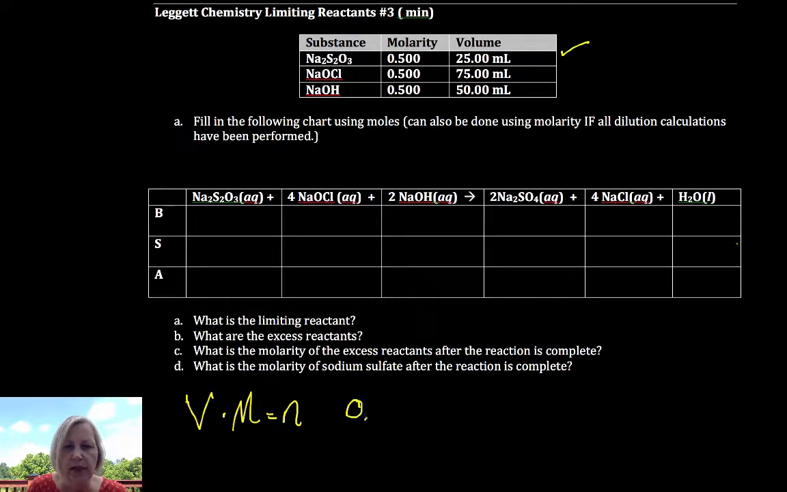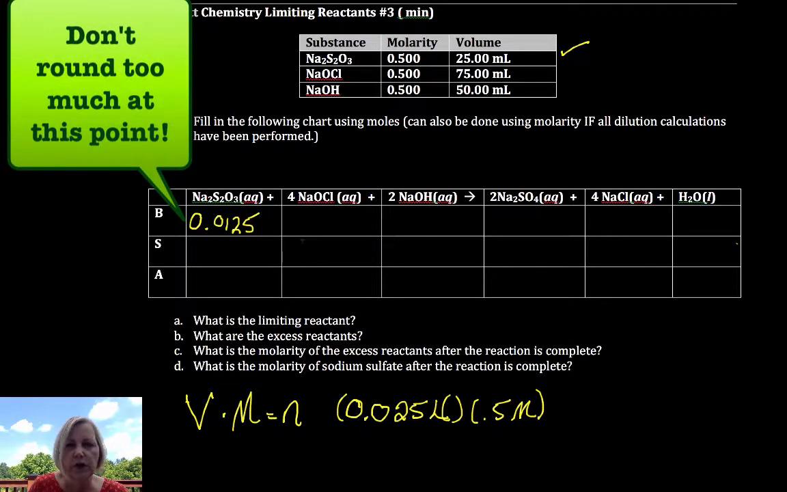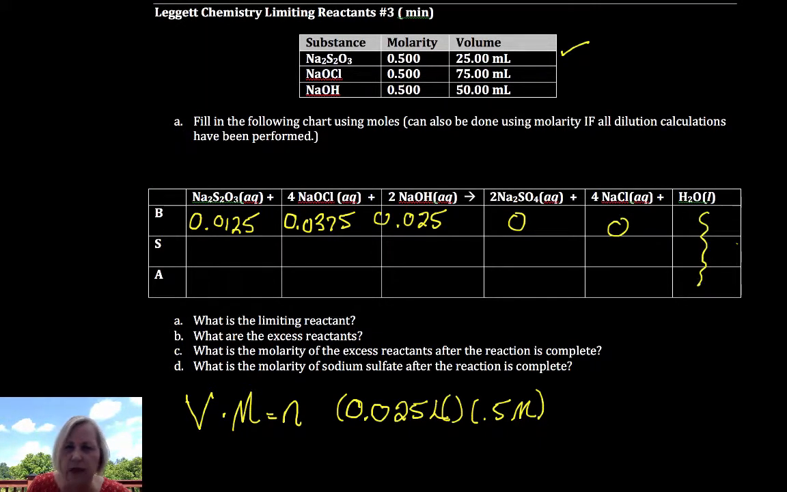So I'm just going to work that first one for us, 0.025 liters times 0.5 molar, and that gives us 0.0125 moles. And I would do this similar for NaOCl, 0.075 times 0.5, and you should get 0.0375, and for NaOH, 0.025. And then none of this and none of that, and honestly, in an aqueous solution, we won't typically care about the water that's produced in this situation. So now we have moles.